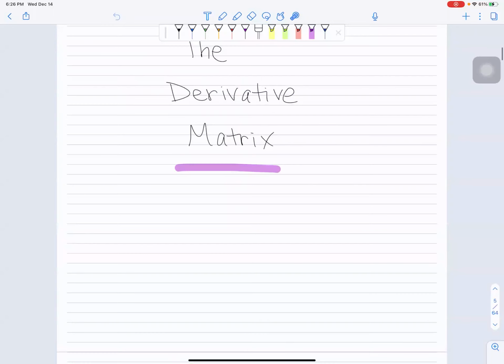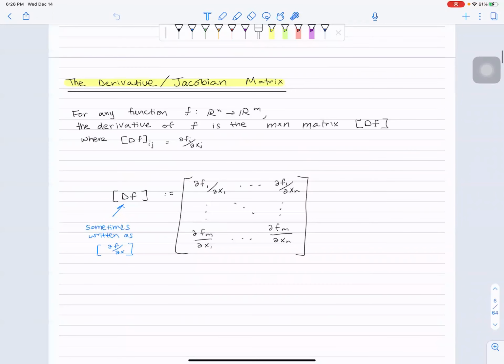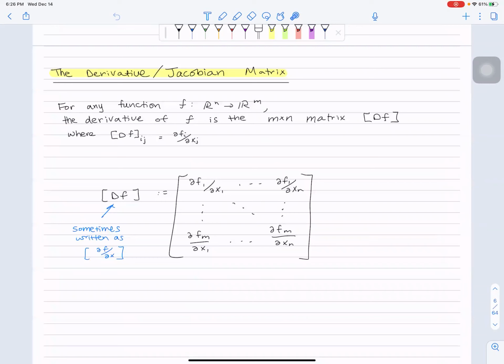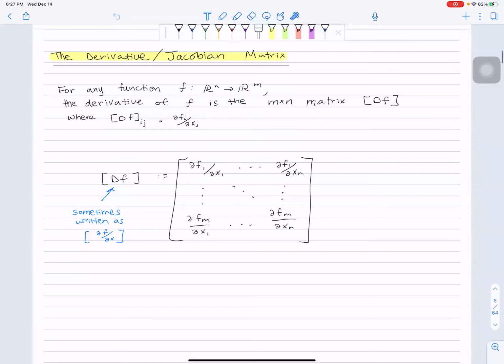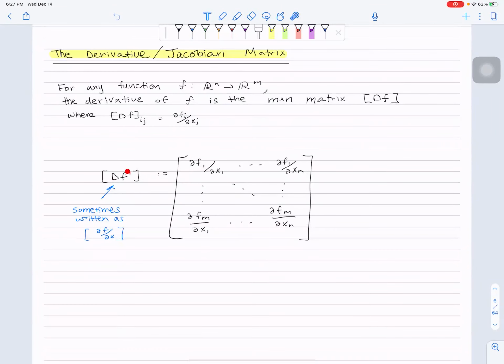Okay, let's look at the derivative matrix. So what is the derivative matrix? Also called the Jacobian. That's where you take the partials, like each of your terms are partials. So each of your rows think of as outputs, and each of your columns think of as inputs. So for the first row, you look at your first output, and you take the partial with respect to each of your input variables. And you keep doing that for the entire matrix. Okay, and that's also written as capital DF.